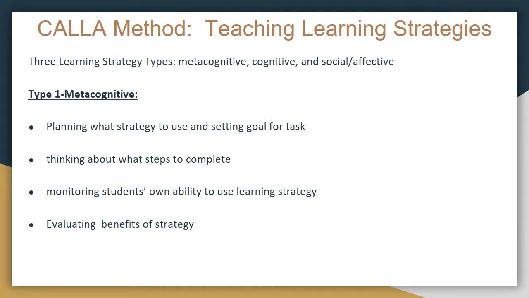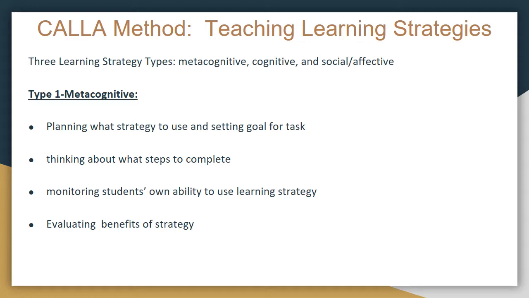As I discussed in the earlier slide, the CALLA method is most remarkable for its emphasis on teachers explicitly instructing students on learning strategies. Let's first describe the three different types of learning strategies: metacognitive, cognitive, and social affective. The first type of learning strategy is metacognitive. These are strategies in which students are planning on what learning strategy they need to use to be successful in the lesson, and they're also setting goals for their learning.